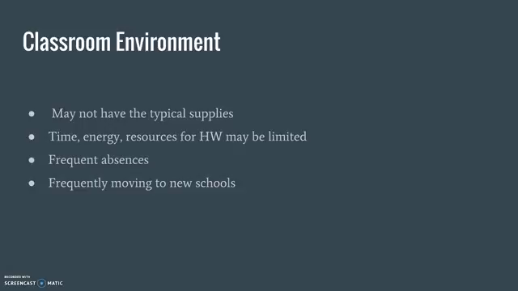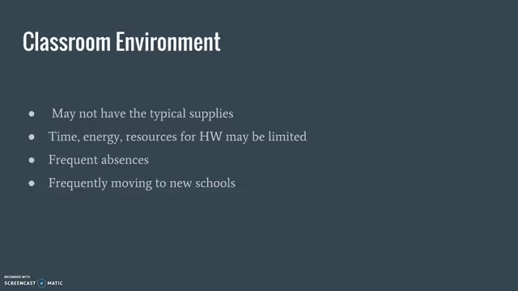So the classroom environment, how does this impact the classroom environment? Well, students may not have the typical supplies. They may not be able to afford them. They may not be able to keep them safe at home because they don't have a consistent place that is home. Things like that. So they may not be able to bring their own paper and pencils and rulers and highlighters and markers and crayons and scissors and glue, all those things they may not be able to provide for themselves.